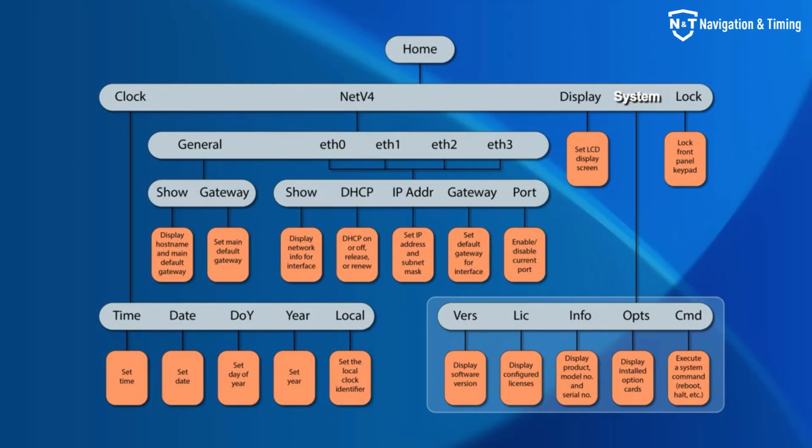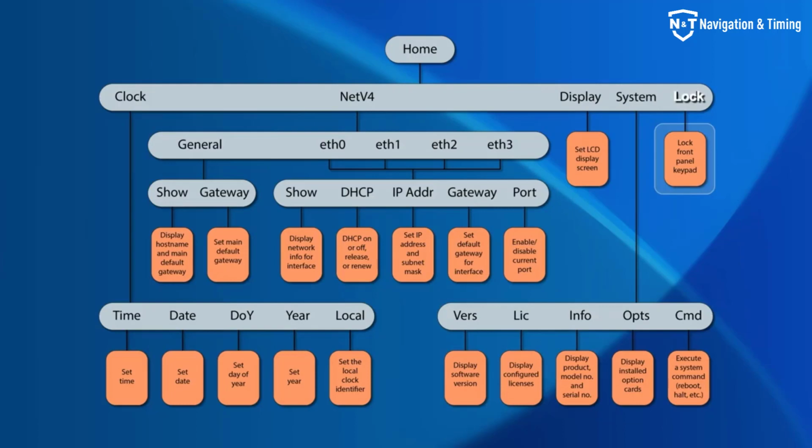In the system section of the menu, you have status configuration for the entire system. So you can display the current software version, get the current licenses that are configured on the SecureSync. You'll use the info section to display your model number or serial number. And then options is where you can see from the front panel what option cards are installed. Then the command menu is where you can do system reboots, shut down your unit, or halt commands. You can also reset the default administrator password.